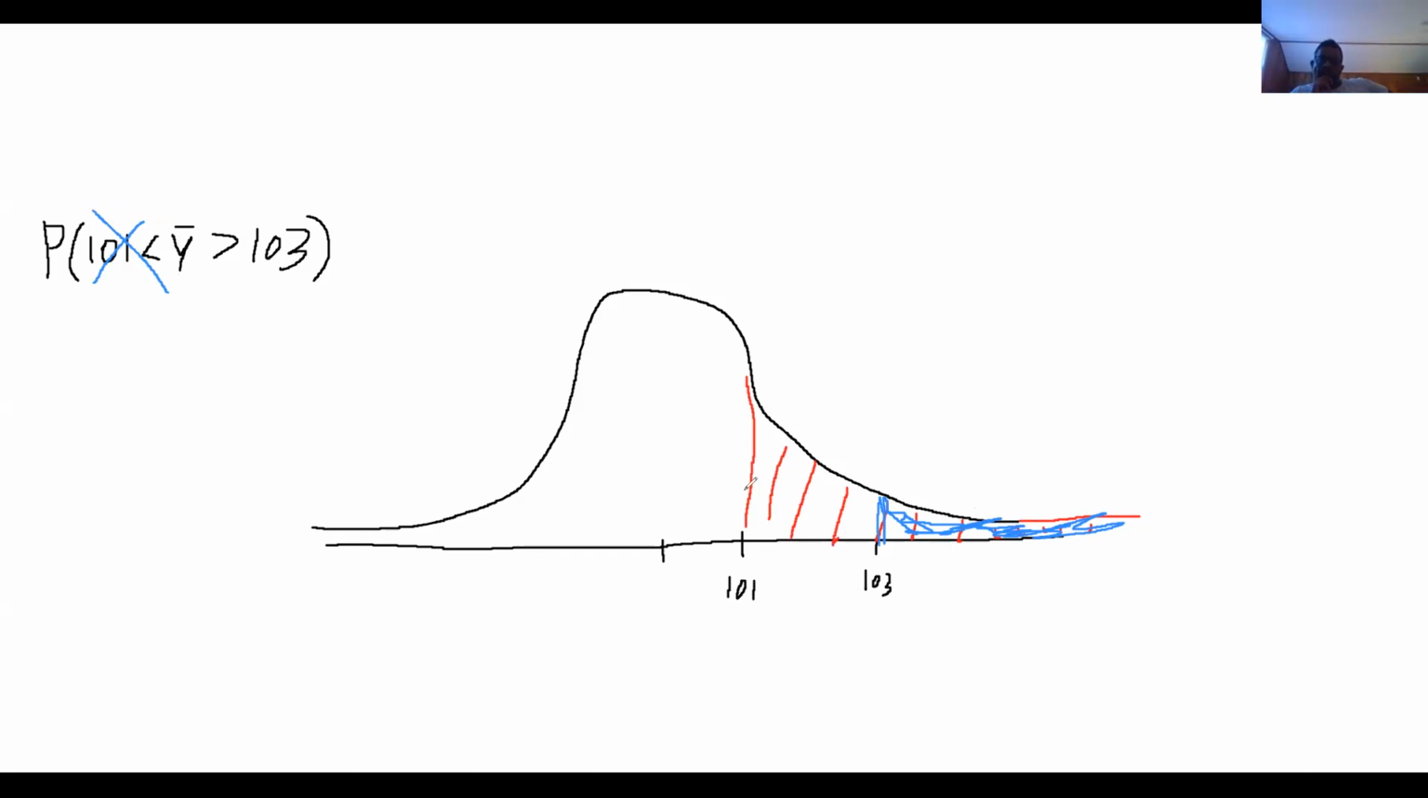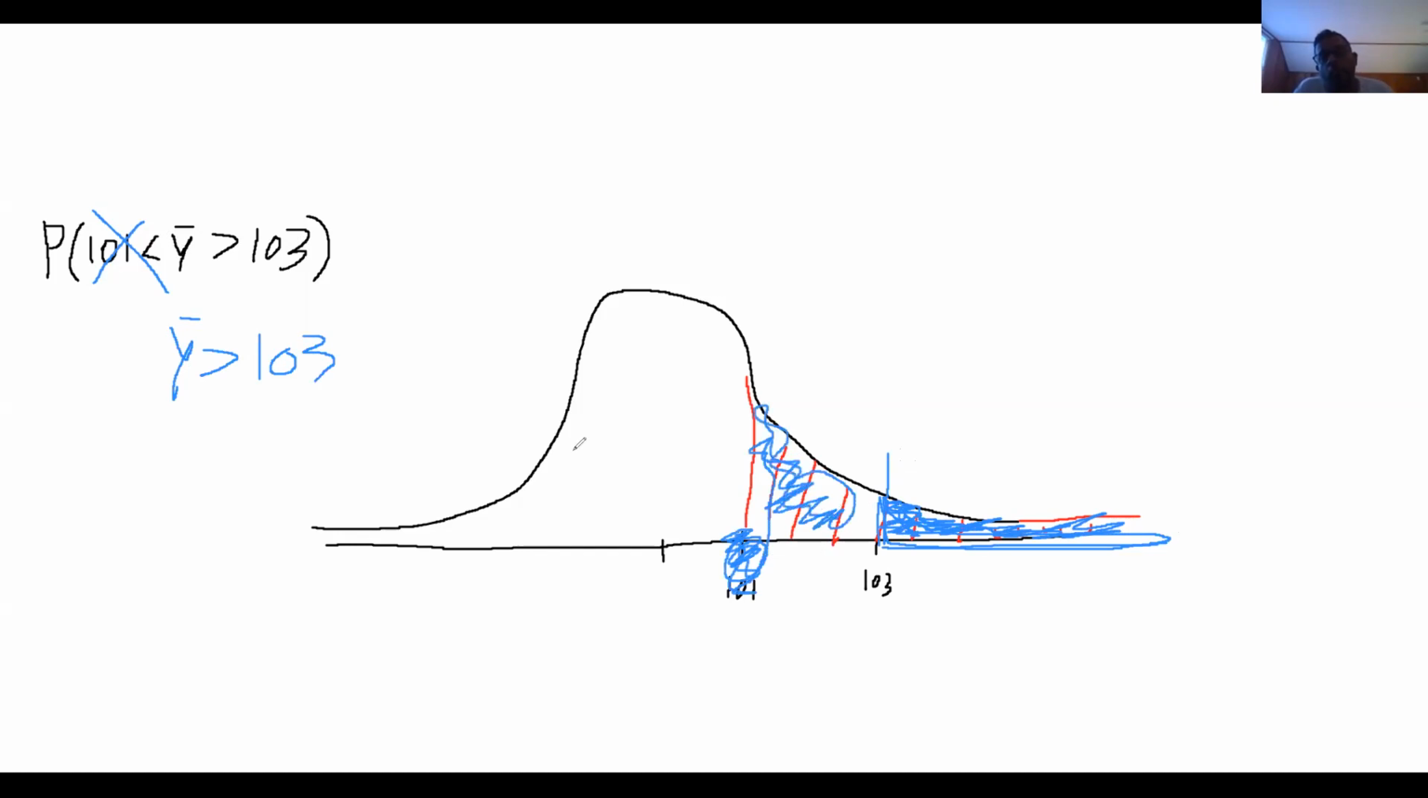You see that? Because you're telling me you want y bar to be greater than 101 but also to be greater than 103. That is exactly the same as saying you want it to be just greater than 103. That's it. Because both have to be true. So you would only calculate this area here, the blue one. That's why it's good to visualize what we're trying to calculate, and then you don't waste time trying to find this part here. This is a waste of time because you don't need it.